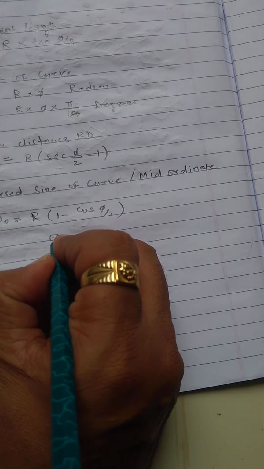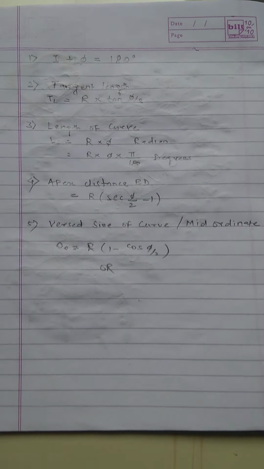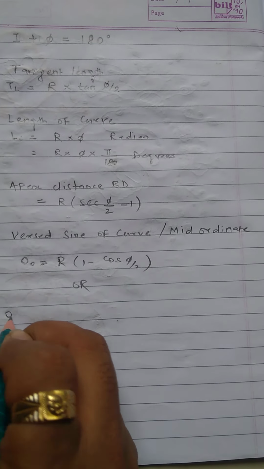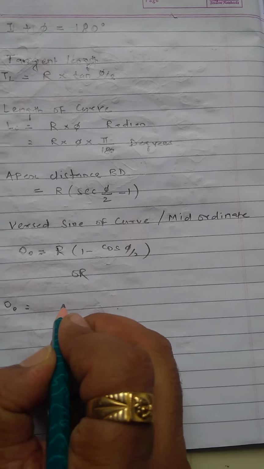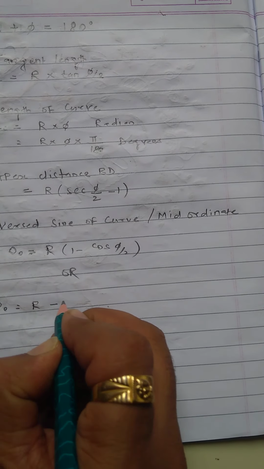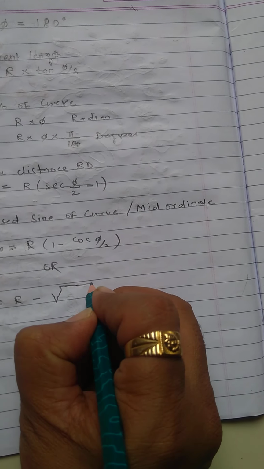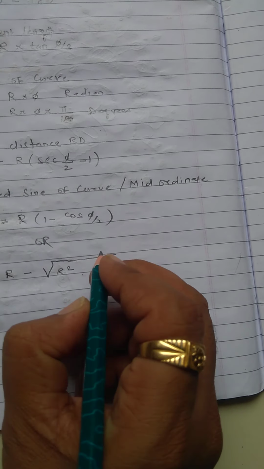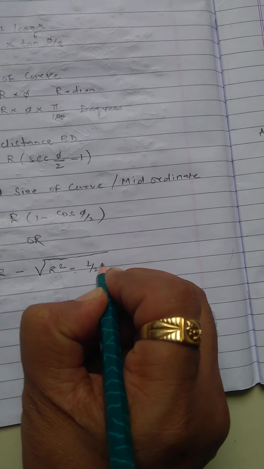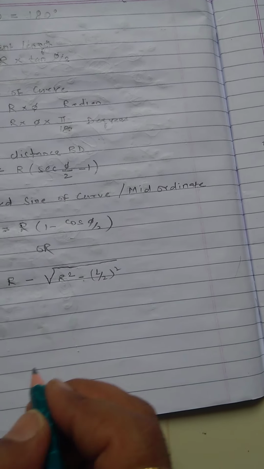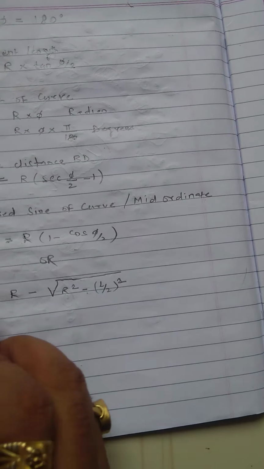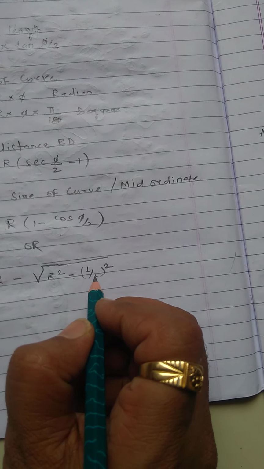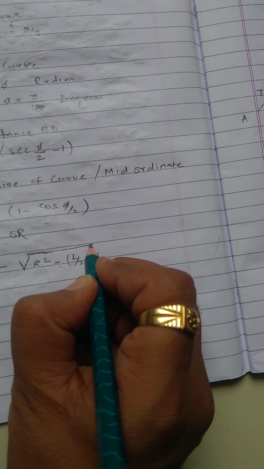Or you can use another relation: O0 is equal to R minus under root of R square minus (L by 2) square, where in this equation R is the radius of the curve and L is the length of long chord.